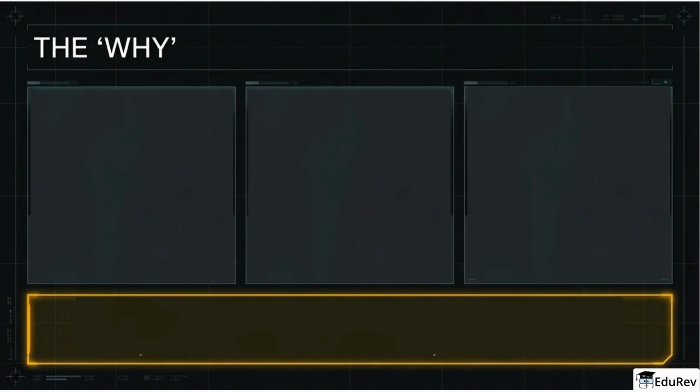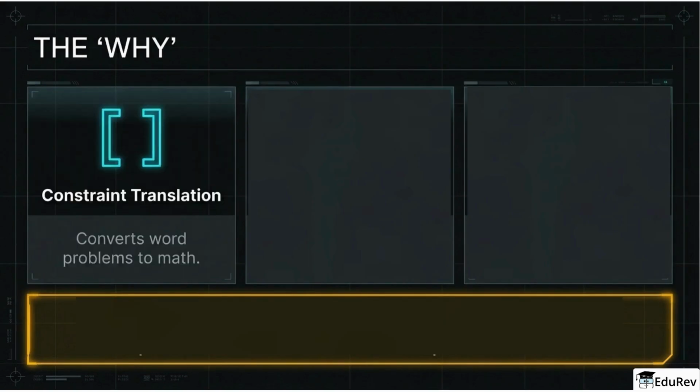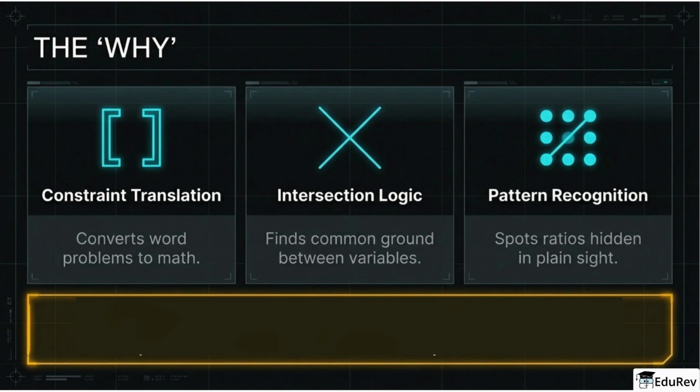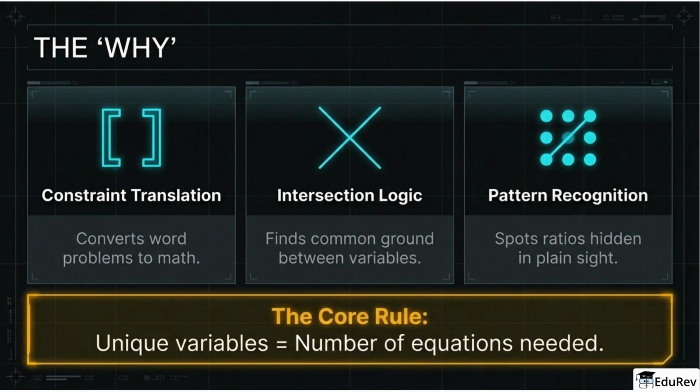The real value of linear equations is that they convert word problems into equations. That is the whole skill. Take a verbal condition, turn it into a ratio, balance, or intersection statement, and then solve. The slide makes a strong point about unique variables and the number of equations needed, which is a useful exam rule. If there are two unknowns, you need two independent equations. If there are three, you need three. That simple logic prevents a lot of guesswork.